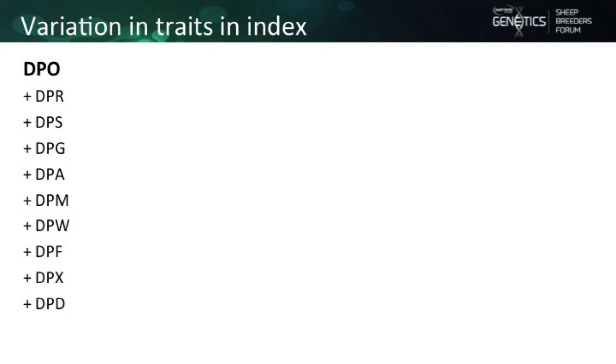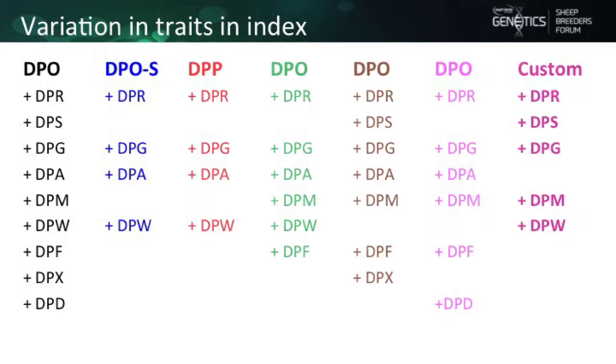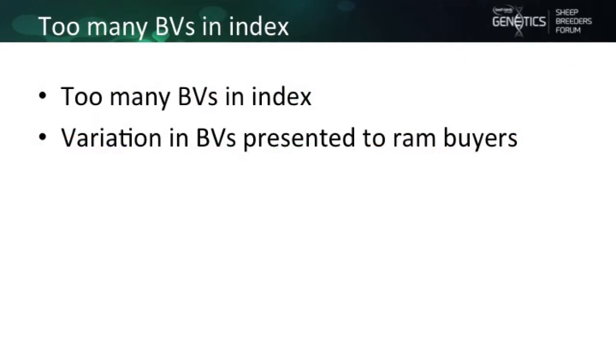So to keep this simple, let's have a look at what we sometimes see. Here's a DPO that has every possible trait in it. I don't think anyone measures this if you go looking for a flock that does. Here's another one. Here's a DPO minus S, a DPP, and several other variations on the DPO. You can see they all have different things in them. And this breeder's got a custom index, and they've done this huge crime that SIL won't let them do of removing dual purpose adult size. So that's what the 2 yellow boxes are saying, just contrasting that one breeder has made a decision to drop that. How does a buyer make sense of this all?